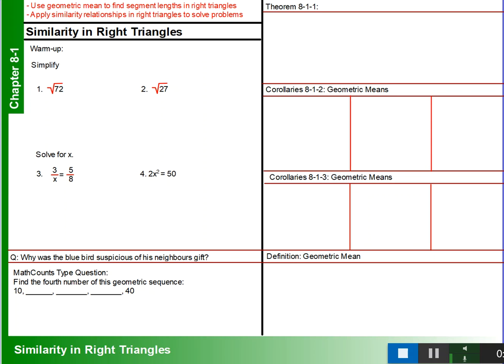Well, we have the square root of 72, so we're looking at what goes into 72. That is a perfect square. Well, 9.